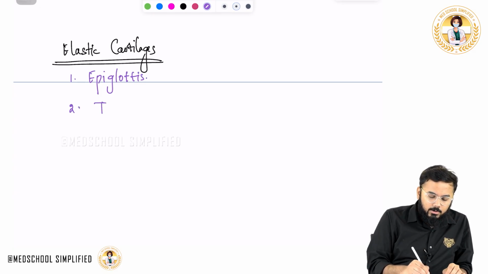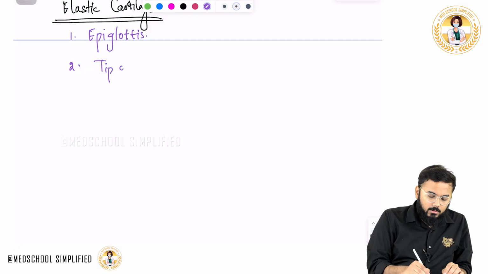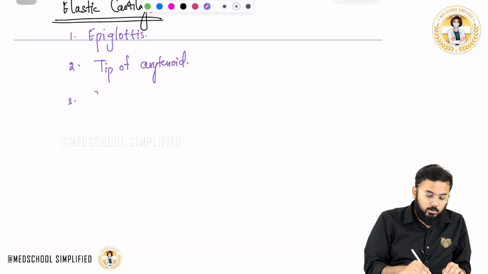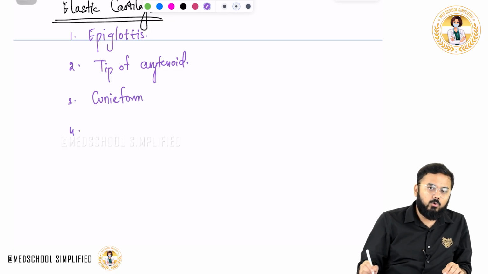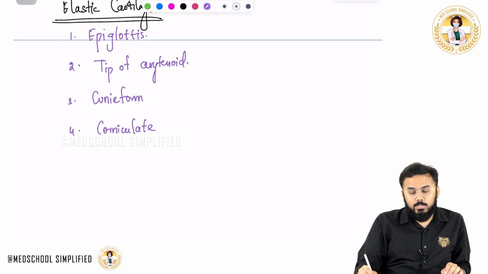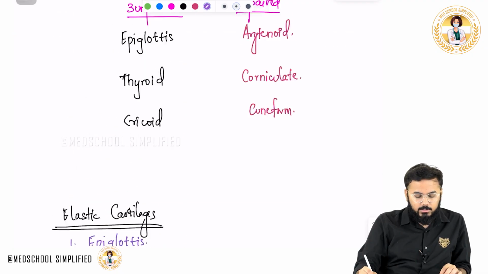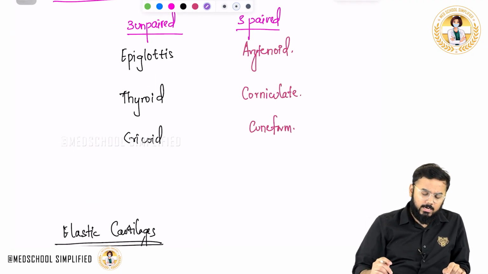Second important one is your arytenoid, not the complete arytenoid, but the tip of the arytenoid. Third important thing is your cuneiform cartilage. And fourth important thing is your corniculate cartilage. So these are the 4 important cartilages which are elastic. Let us discuss all these cartilages over here.